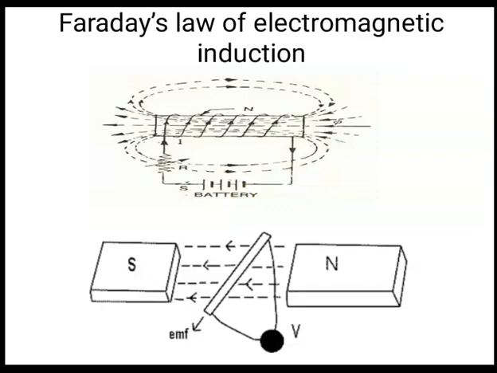So you can see here there are two magnets, a north pole and a south pole, and fluxes are flowing between them. Flux always flows from north pole to south pole. There is one small rod, and that rod is nothing but a conductor. Assume that it is a conductor and it is cutting that flux. So what happens when the conductor cuts the magnetic flux? EMF is induced in that conductor. So this is Faraday's first law.